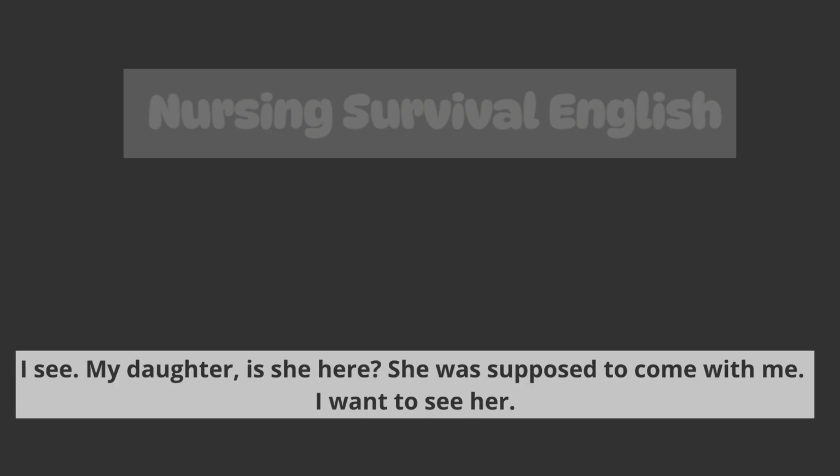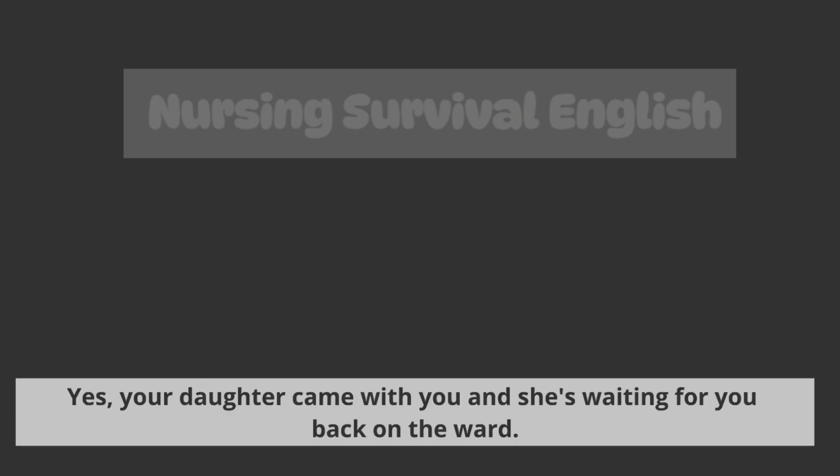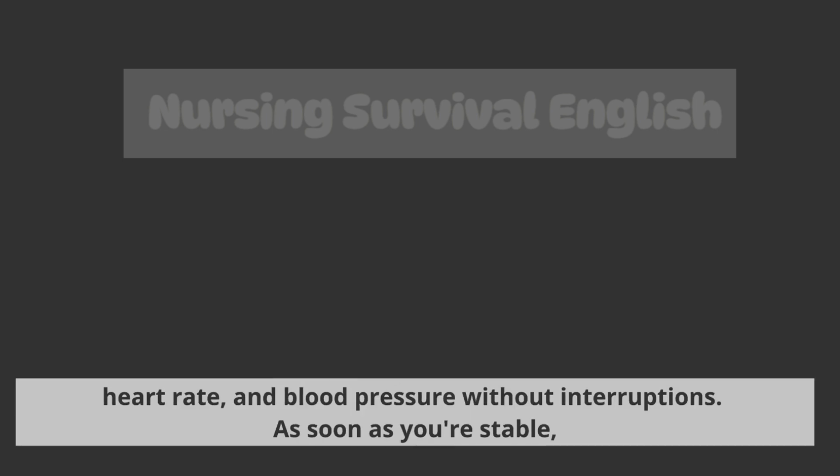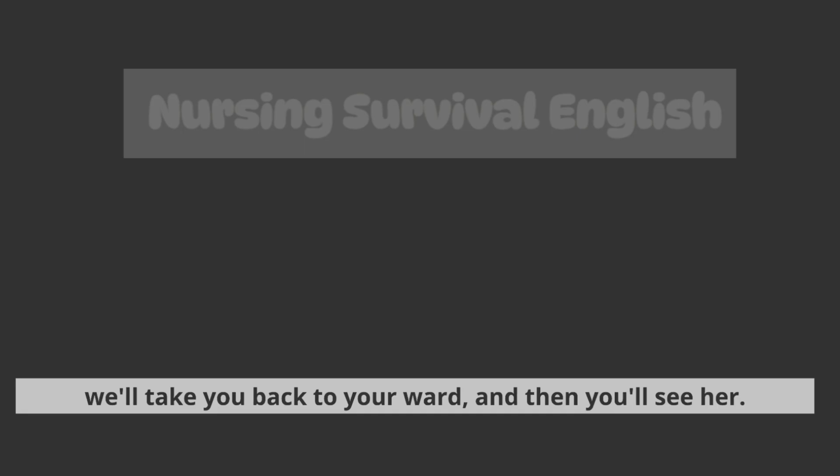I see. My daughter, is she here? She was supposed to come with me. I want to see her. Yes, your daughter came with you, and she's waiting for you back on the ward. In the recovery room, visitors aren't allowed because we need to check your breathing, heart rate, and blood pressure without interruptions. As soon as you're stable, we'll take you back to your ward, and then you'll see her.